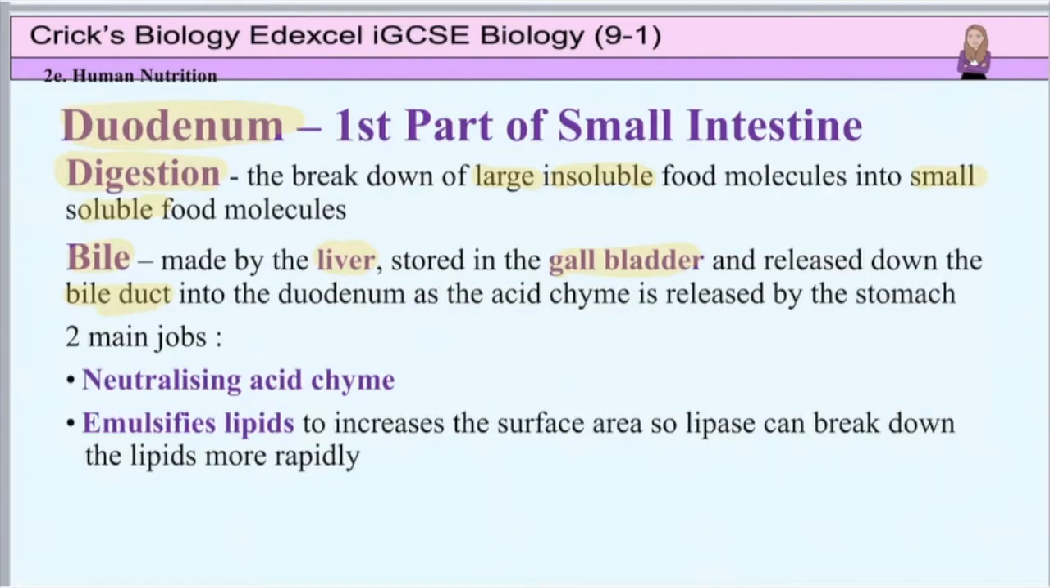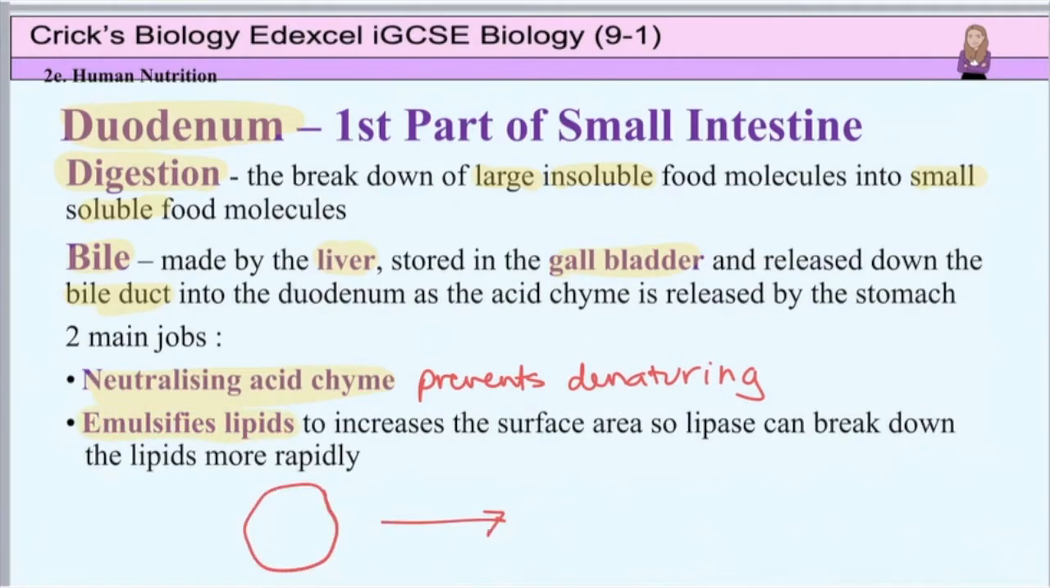The bile has two important jobs. It is alkaline, so it neutralises the acid chyme. This is essential for digestion, as otherwise the acid conditions would denature digestive enzymes secreted by the pancreas. Bile also emulsifies lipids, which means it breaks down large lipid globules into small lipid droplets. This increases the surface area of the lipids so that lipase can then break them down more rapidly.